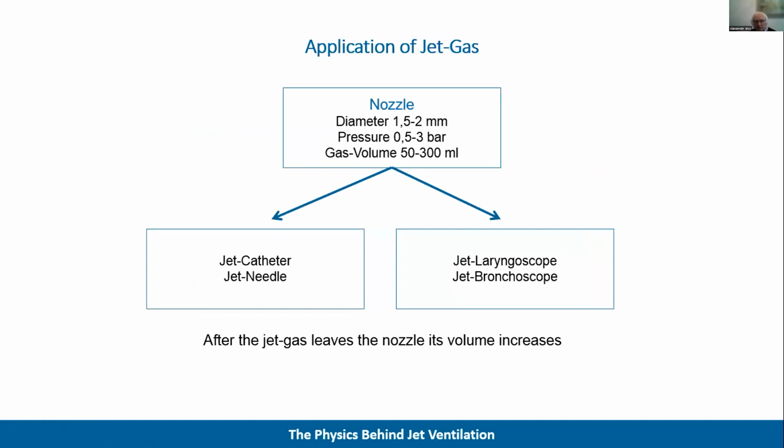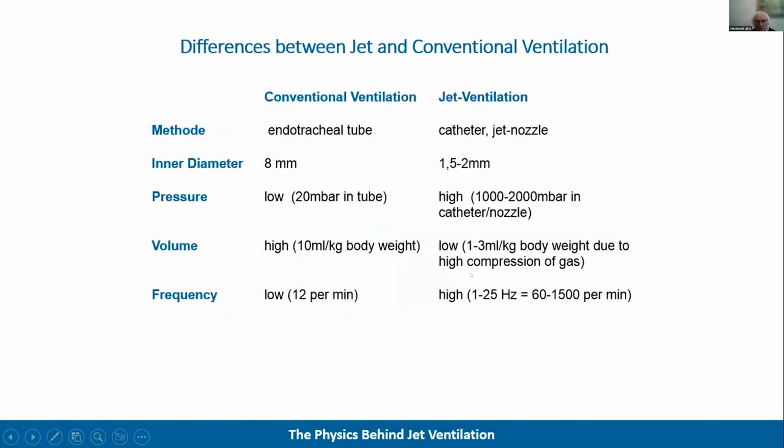And here you can see the application of the jet gas. We use a nozzle. The diameter is 1.5 to 2 millimeters. The pressure 0.5 to 3 bars, and the gas volume 50 to 300 milliliters. We use a jet catheter, a jet needle, a jet laryngoscope, or a jet bronchoscope.